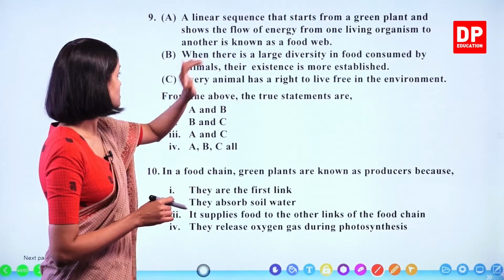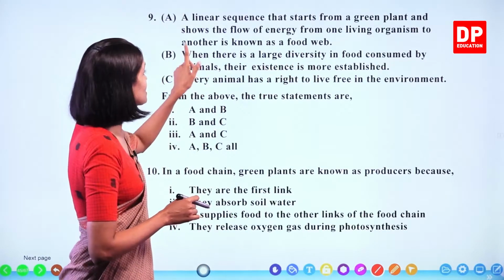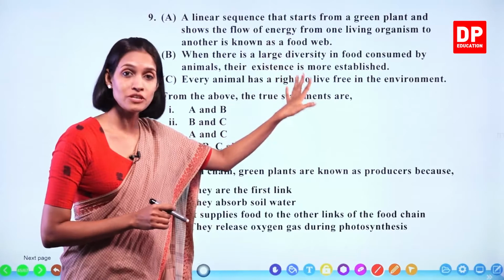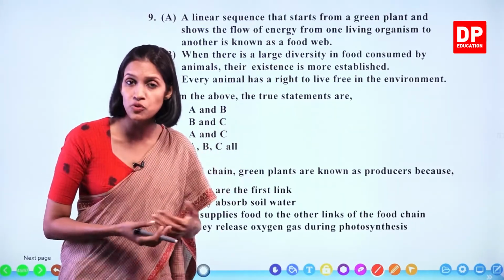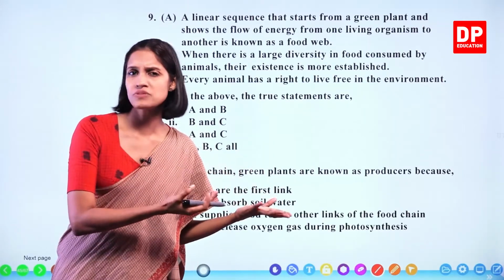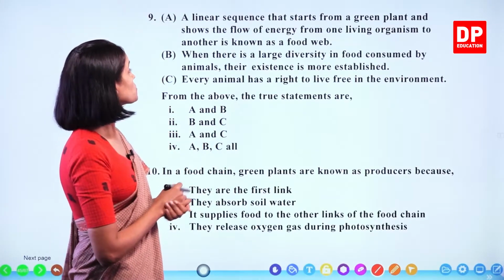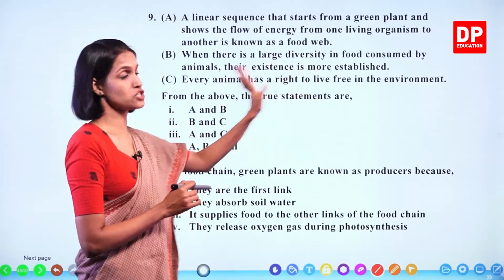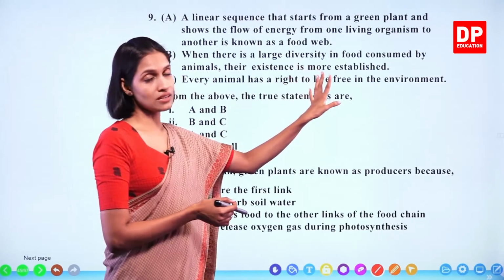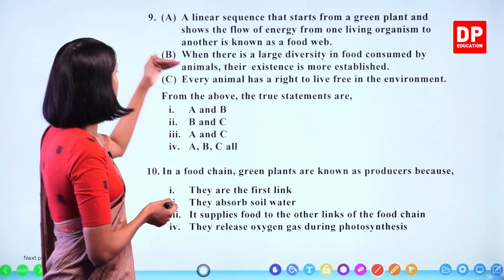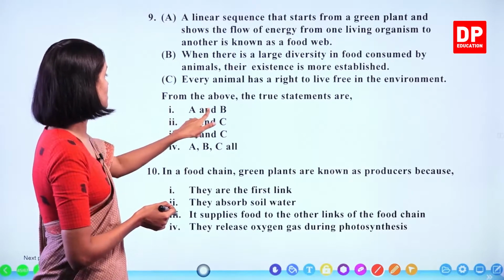Therefore, A is wrong. B: When there is a large diversity in food consumed by animals, their existence is more established. That is correct, right? When they depend on different types of food items, even though one food item is not there, they can survive, right? So their existence is more established, okay? C: Every animal has a right to live free in the environment. That is also correct. Therefore, B and C are correct. Okay, the true statements. A, B, C.